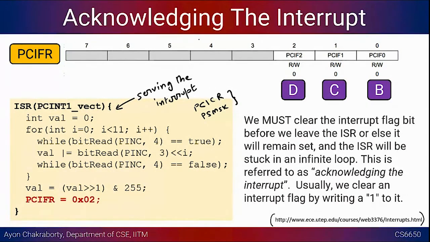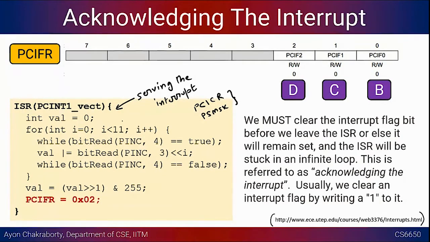What they say is that we must clear the interrupt flag bit before we leave the ISR, or it might remain stuck there, right? This practice is known as acknowledging the interrupt. Whenever you are done serving the interrupt, please clear the interrupt flag register. You can simply write one to that particular bit, which is going to clear that interrupt flag.